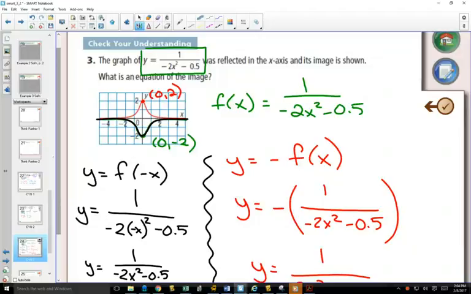They even have a special name for functions that, if you flip over the y-axis, stay the same. They're called even functions. But you don't need to know that, it's just interesting. So anytime you reflect a graph over the y-axis and it doesn't change, it's called an even function. And anytime you reflect a graph over the x and over the y, and it stays the same, that's called an odd function.